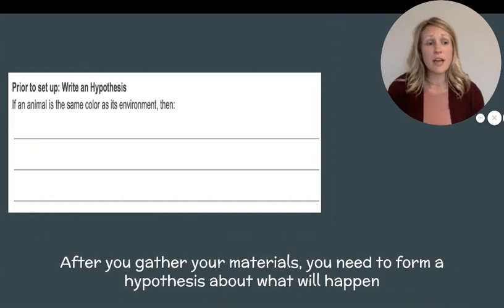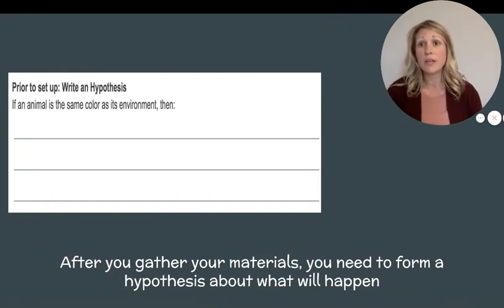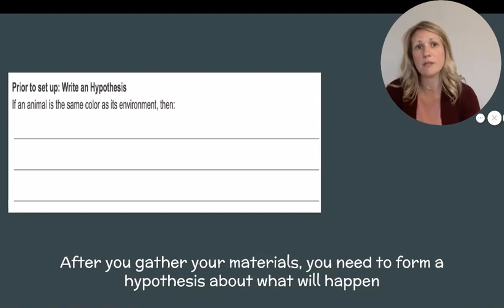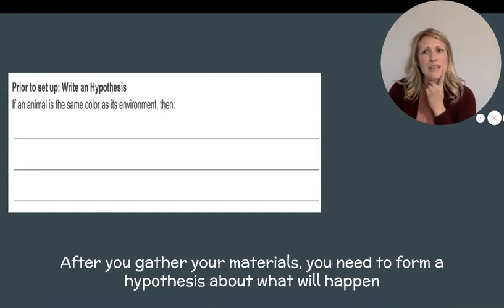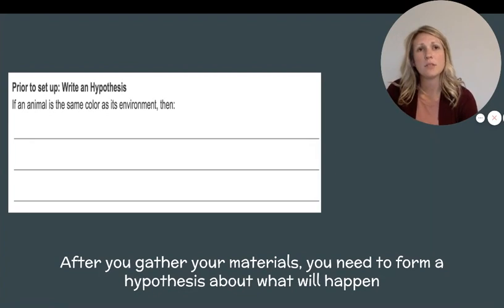Okay, so after you've kind of gathered some of your materials, then we're going to talk about what our hypothesis is and how we can write our hypothesis. Now, the question for your hypothesis is this: if an animal is the same color as its environment, then, so you need to answer that question. I need to think. If an animal is going to be the same color as its environment, then, thinking back to some things we learned about adaptations and how different animals use structures or behaviors to help them to survive in their environment. I'm going to give you an example of what my hypothesis looks like.